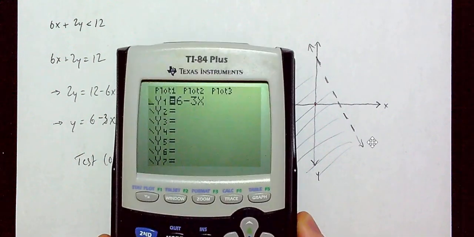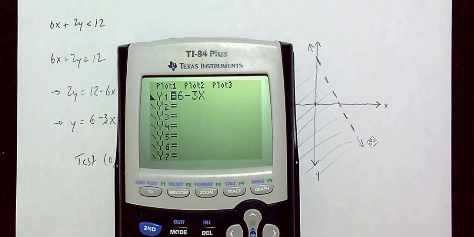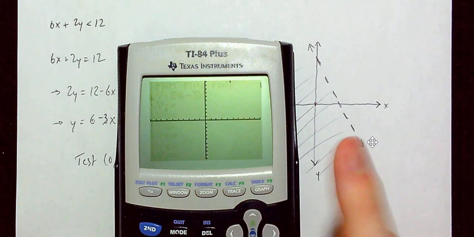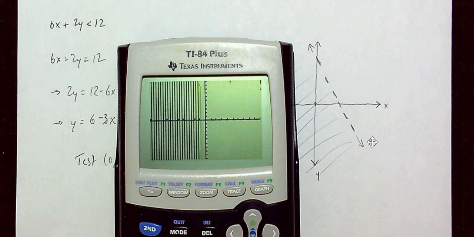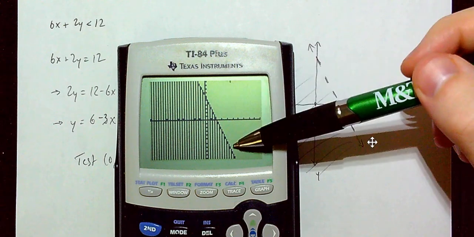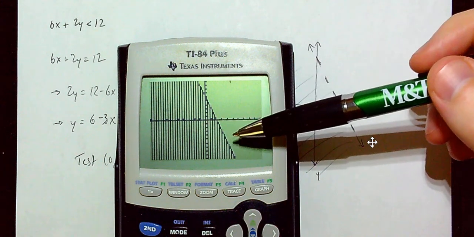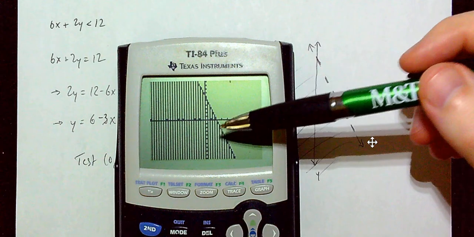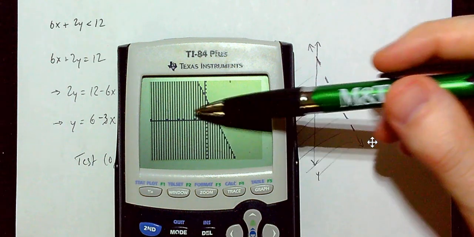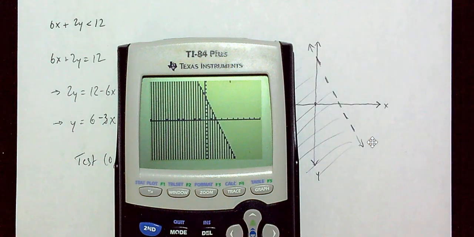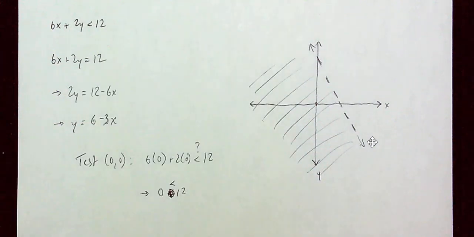If you have some other kind of line in here, you may have to play with these options and just see which portion it is that you want. But if I graph this now, it's filling in lines. And there we have our line 6 minus 3x. And we see that our calculator is shading in the region that we wanted, that same region that we found when we did this by hand.